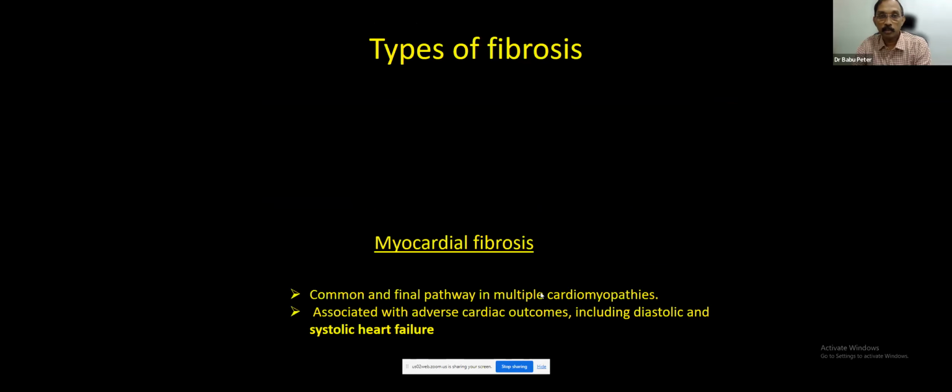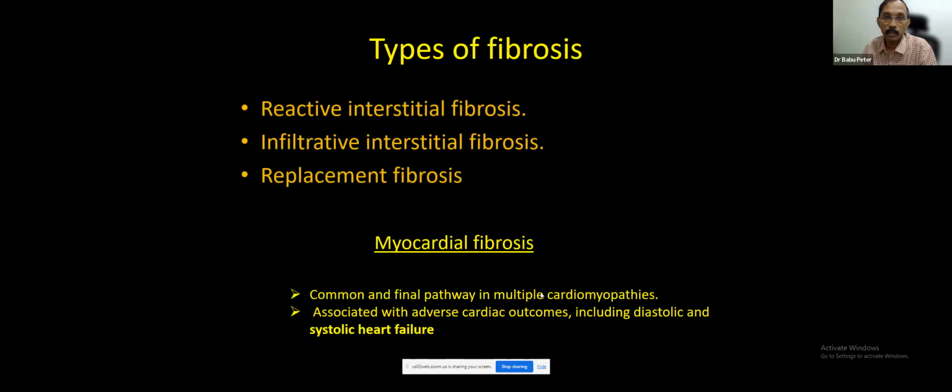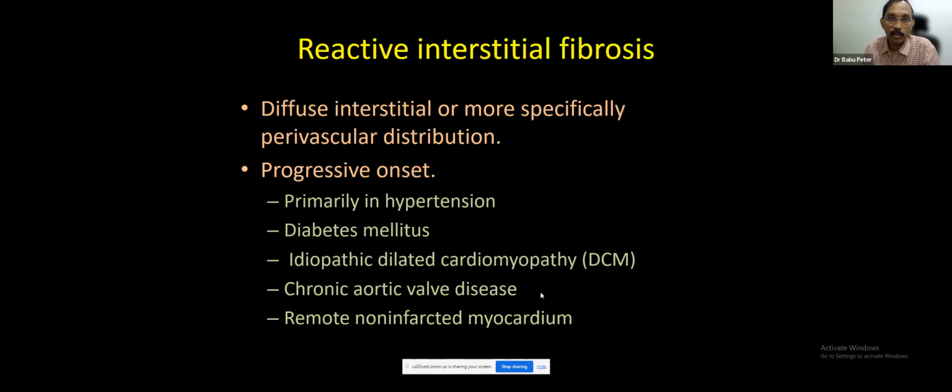So basically, in the various cases, we are going to see some cases of fibrosis. Myocardial fibrosis is the final pathway in various cardiomyopathies. It is associated with various adverse cardiac outcomes, including diastolic and systolic heart failure. There are 3 types of fibrosis: one is the reactive interstitial fibrosis, infiltrative interstitial fibrosis, and a replacement fibrosis. So what are the causes of reactive interstitial fibrosis, which is usually progressive? It can be seen in hypertension, diabetes, idiopathic dilated cardiomyopathy, chronic aortic valve disease, and also in case of remote non-infarcted myocardium.